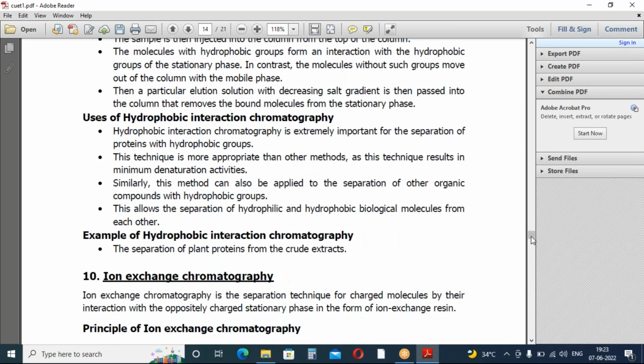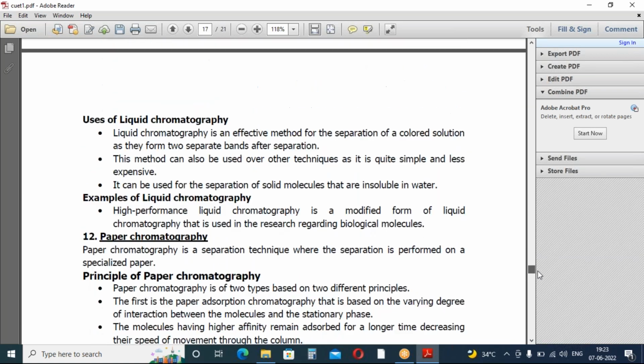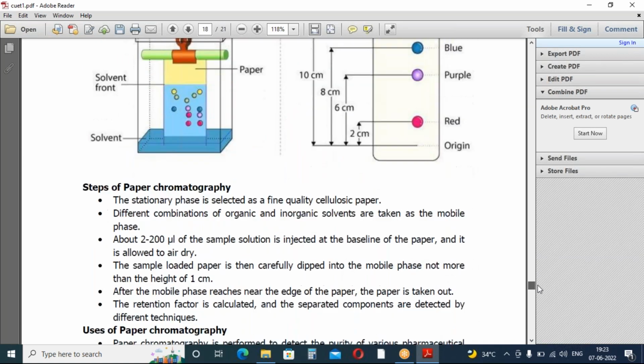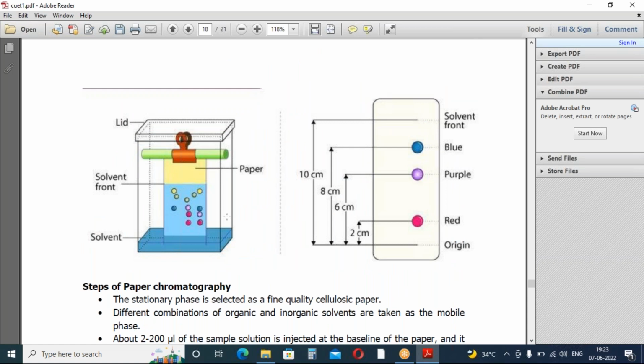Okay, and that is called paper chromatography. This is the one here. You can observe the picture of this paper chromatography. First of all, we are taking the stationary phase. The stationary phase is the paper, that is the Whatman filter paper.